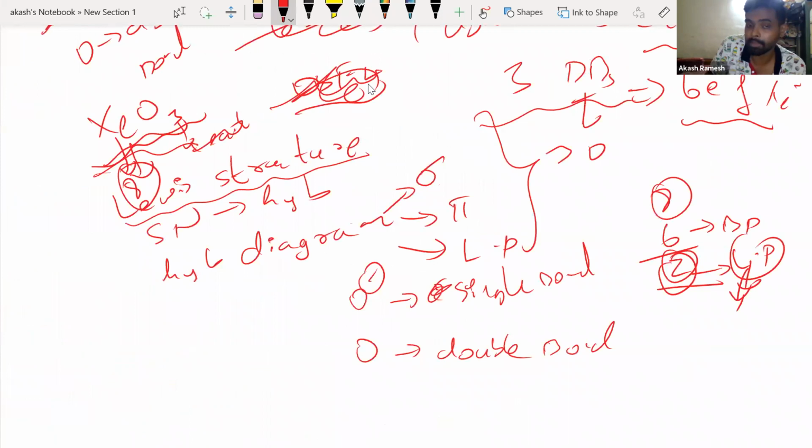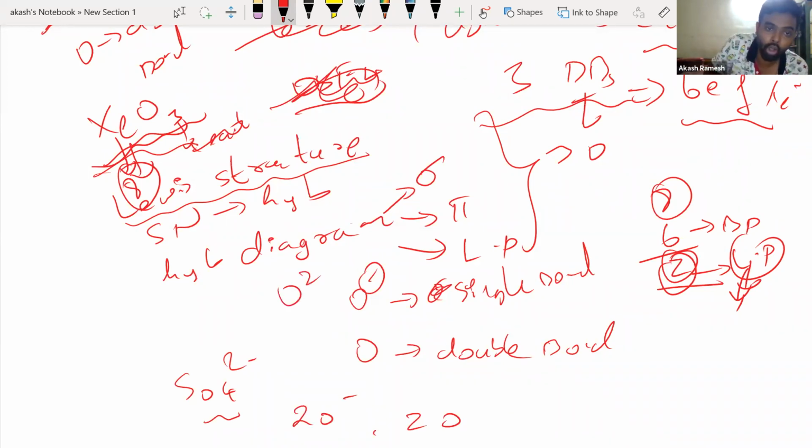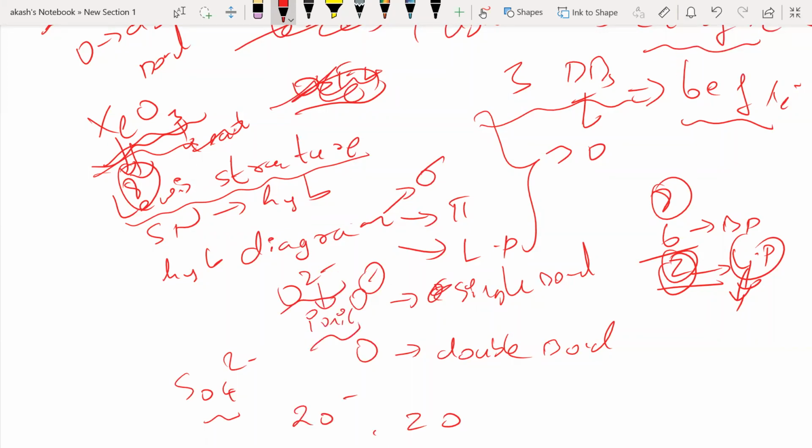Now always remember, if I have, for example, SO4 2 minus, there are totally 4 oxygens. Now this 2 minus means there are 2 O minuses and 2 oxygen atoms. That is what you have to remember. There cannot be O2 minus directly. You cannot do this unless it's an ionic compound. This will happen only in the case of ionic compounds.